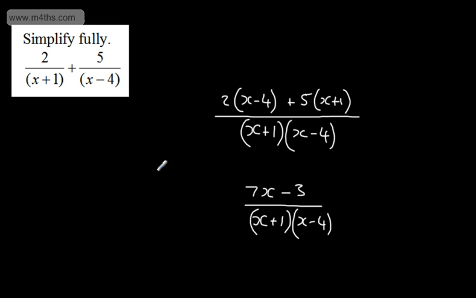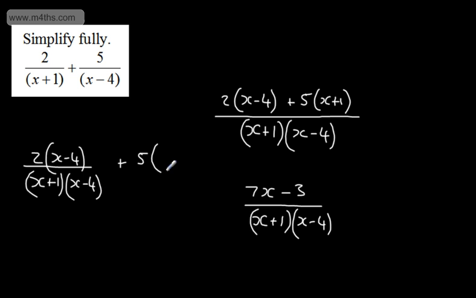Again, you could have done the same here. You could have written that this was going to be 2, then x minus 4 over x plus 1 multiplied by x minus 4, and then we would have had 5 times x plus 1 over x plus 1 multiplied by x minus 4. I prefer this approach and to look at what each term is missing from the lowest common multiple. Let's look at another one.